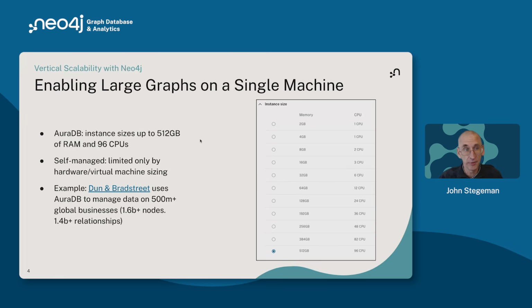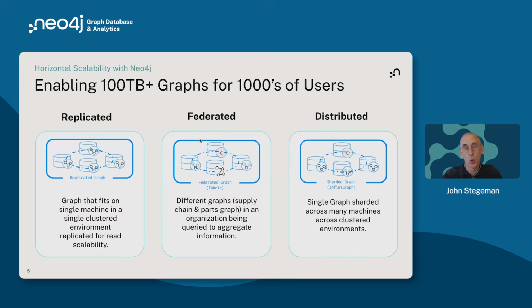So that's vertical scalability, and that's something that has been a part of Neo4j for basically since Neo4j was invented. Now, if we switch to horizontal scalability, we talk about three approaches: replicated, federated, and distributed. And I want to talk about each of these in detail to talk about how we do them. But basically, just to refresh the memory, replicated is putting the graph, or the database, on multiple machines. And essentially, the whole database is on each machine. And so on those replicas, or the copies of the database, we can run read workloads.